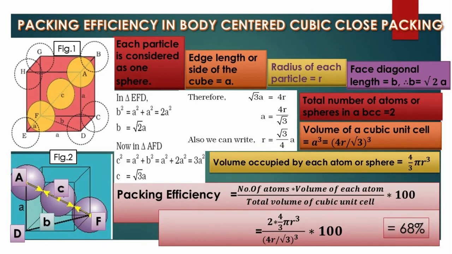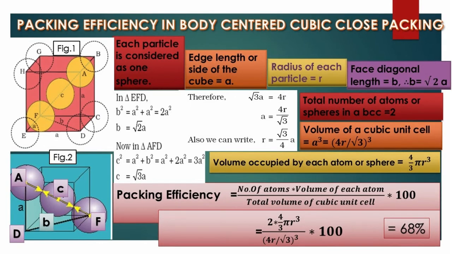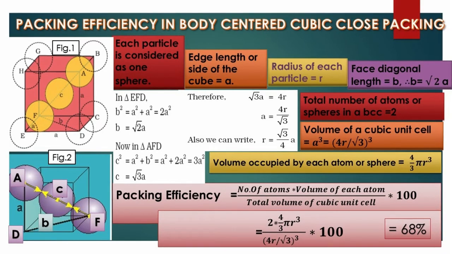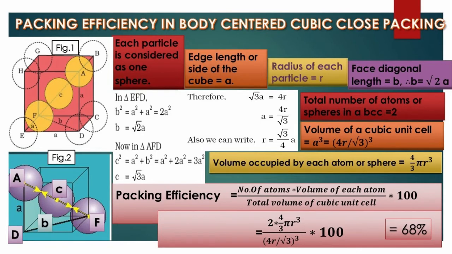Now let's try to find the relationship between the edge length A and the radius of a particle R. For that, let's take the triangle AFD. That is clearly shown in figure 2. AF² will be equal to DF² plus AD². AF² is nothing but C². So C² is equal to B² plus A².